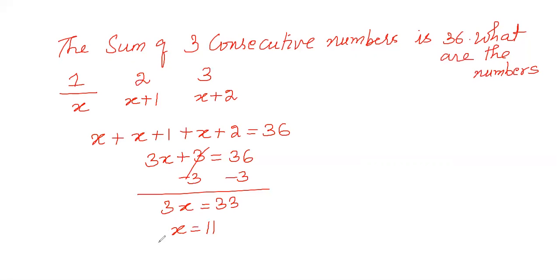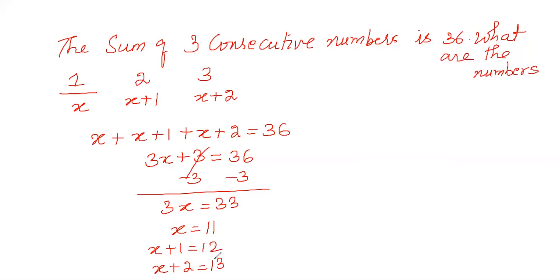This is the first number. So what is the next number? It is x plus 1, that is equal to 12. What is x plus 2? The next number, that is 13. 11, 12 and 13 are the consecutive numbers. How to cross check? You add these numbers, you should get 36.